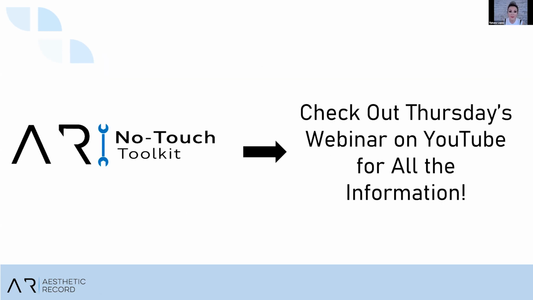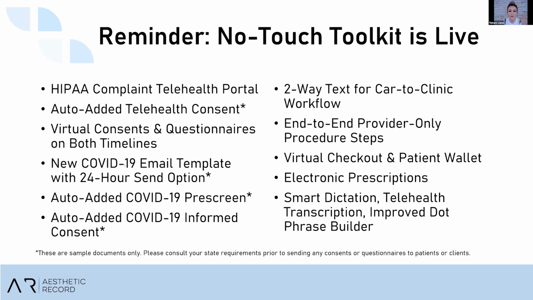Just in case you missed yesterday, we did a tremendous amount on the No Touch Toolkit, and the webinar is up. To give you a little bit of a briefing, we went through new emails, the new auto-added consents, a new COVID communication, and the end-to-end provider steps, some of the things of the virtual wallet, patient wallet, and how to use some credit card on file activities instead of actually having them swipe. And then we talked briefly about some of the dictation tools, which I'll go through in more detail today. A lot happened yesterday. We don't want to beat a dead horse if you were on, so we won't make you go through it again, but you can certainly go online and get all that done on yesterday's webinar.